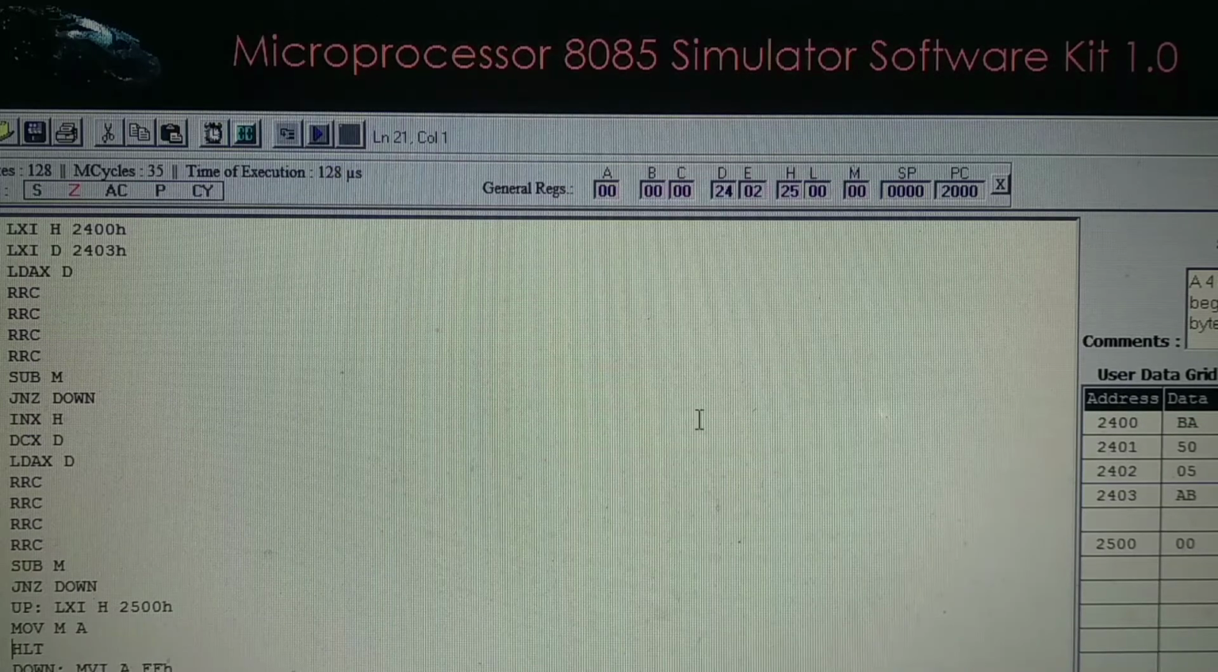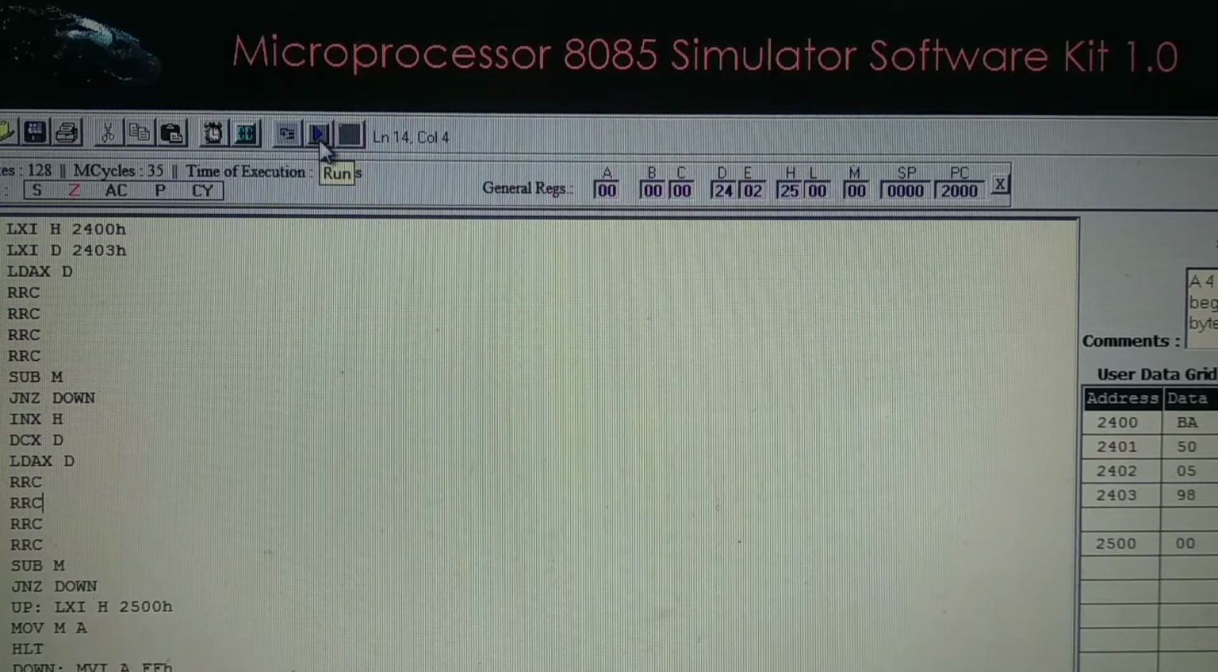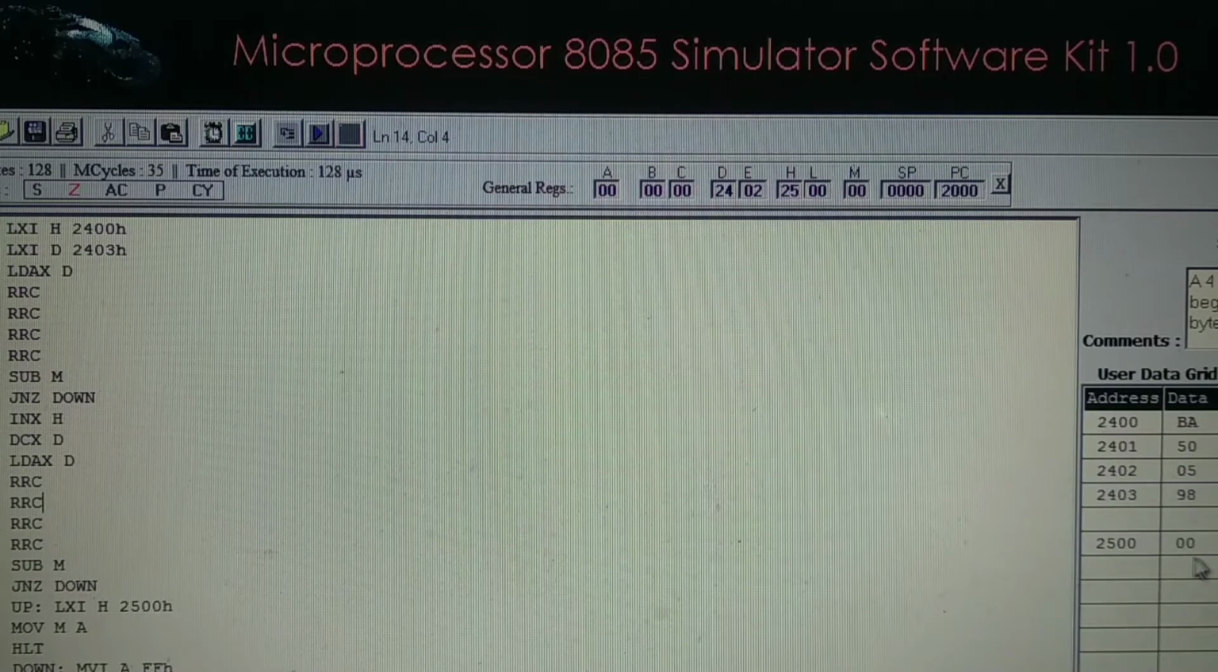Now, let's check the program by changing the number. Instead of AB here, I will make the change 98. Now I will execute the program at a stretch. Here you will get the number FF because number is not palindrome. Here you will get FF.